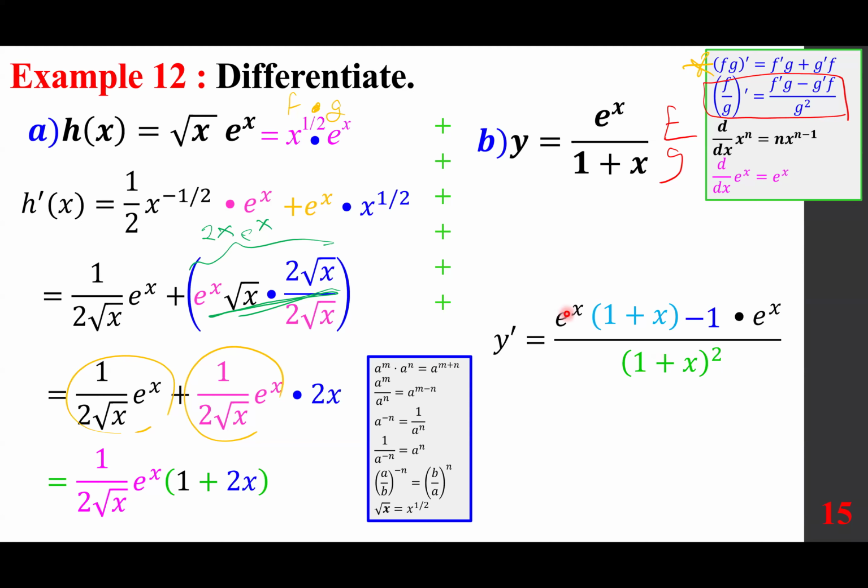So what happens is that e to the power of x times x minus e to the power of x, and these two cancel each other. So the denominator doesn't change, and the numerator is e to the power of x times x. We put the x in front. So the final answer is x e to the power of x over 1 plus x quantity squared. That would be the final answer, everybody.